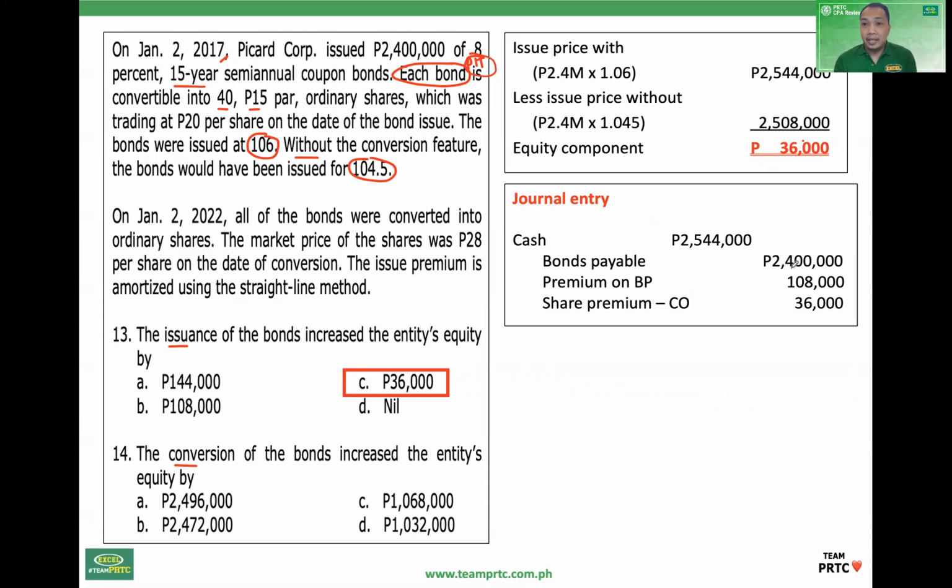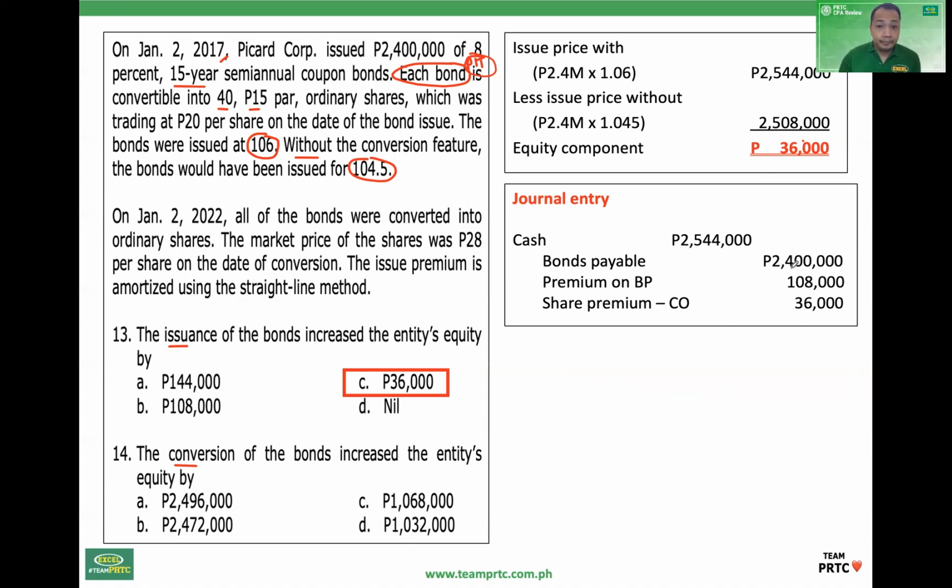So we have no choice. We account for it simply as bonds payable. When we cannot split, we treat it entirely as bonds payable. So again, just in case of an old problem.